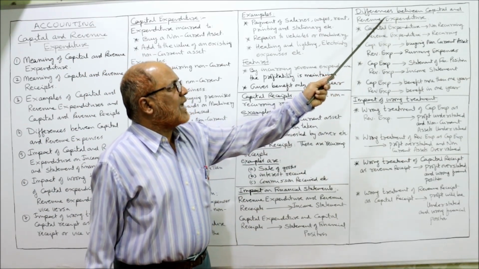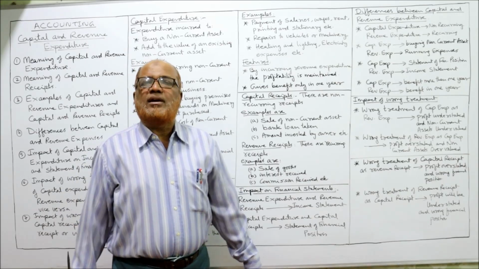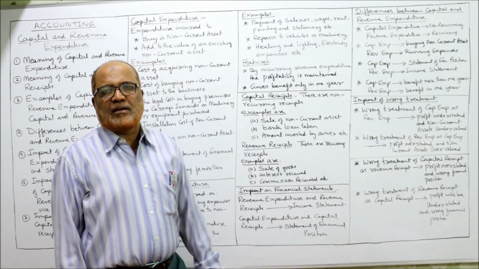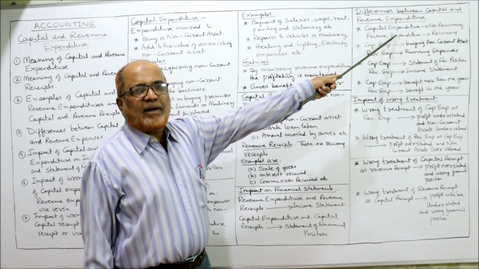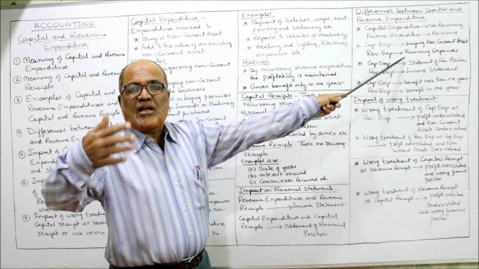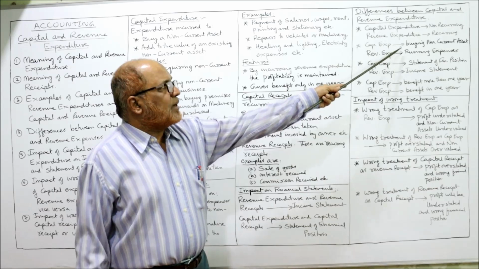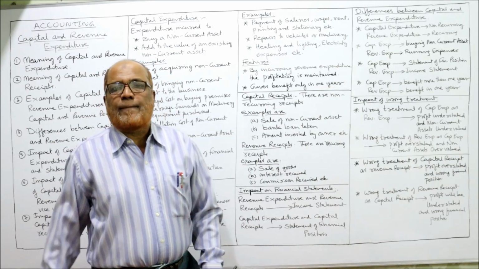Now, differences between capital and revenue expenditure. Very frequently a theory question will be asked: what are the differences? Many differences are there. The first difference: capital expenditure is non-recurring, as I just told you, whereas revenue expenditure is recurring, which will recur again and again. Then capital expenditure is buying a non-current asset.